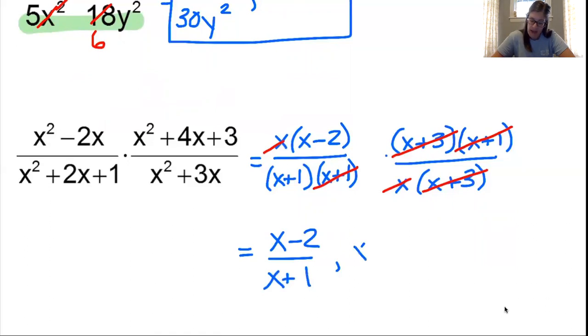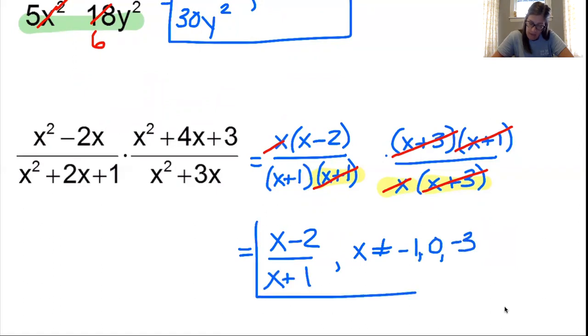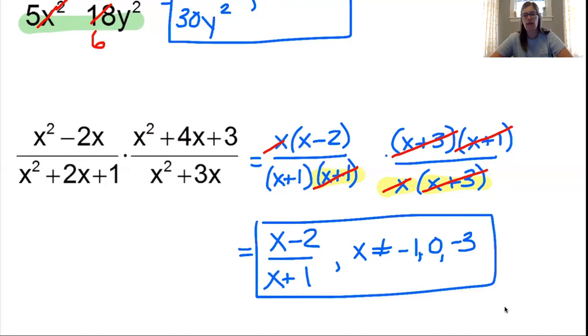And then I also have to say all the things that x cannot be that I canceled out of the denominator. So go back and look at any of the factors that you canceled in the denominator. You don't really have to worry about the numerator, although there are going to be some of the similar ones because you canceled in both, but you're really focused on the denominator because you can't divide by 0. So that would be -1, 0, and -3. Okay, those are the restricted values.